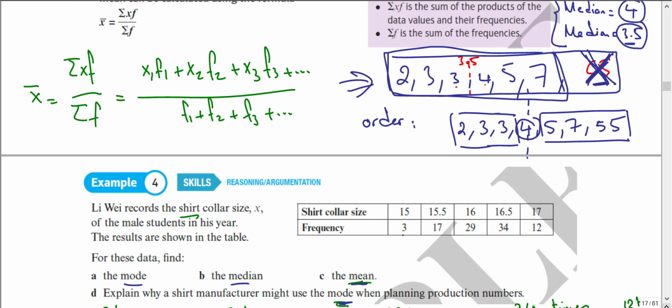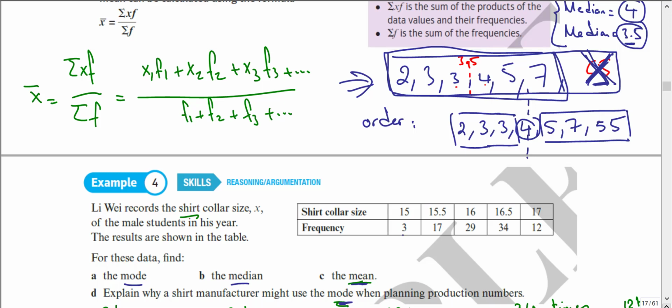Okay, this is shirt collar size. You know what a collar size is, right? Sorry? I'm saying you know what a collar size is. Yeah. You know what a collar is, right? The collar size of the shirt. Okay? You know it? Okay.